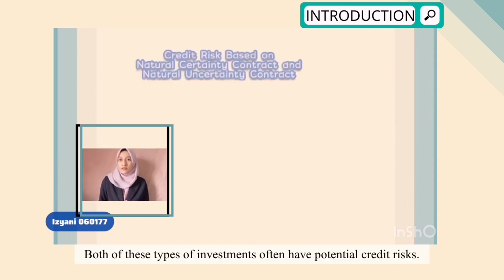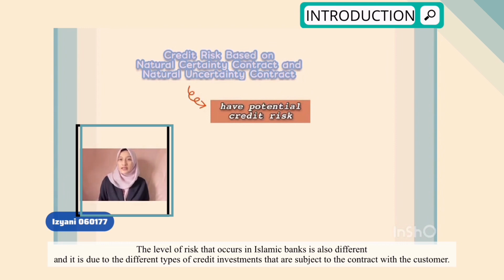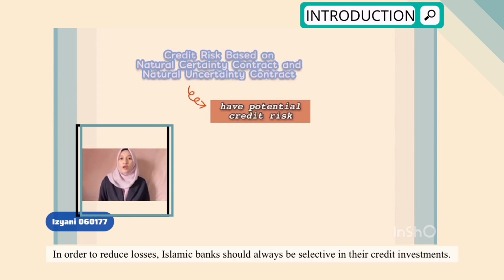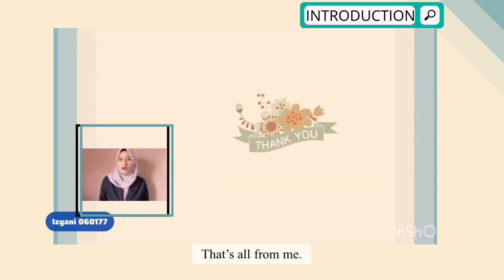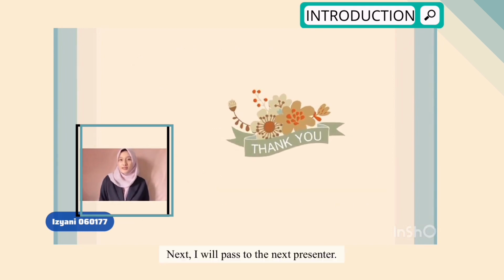Both of these types of investments often have potential credit risk. The level of risk that occurs in Islamic banks is also different, and it is due to the different types of credit investments that are subject to the contract with the customer. So in order to reduce the losses, Islamic banks should always be selective in their credit investments. So that's all from me. Next, I will pass to the next presenter.